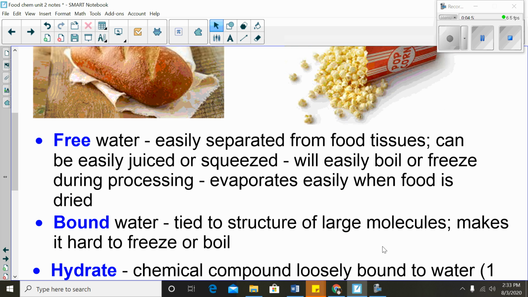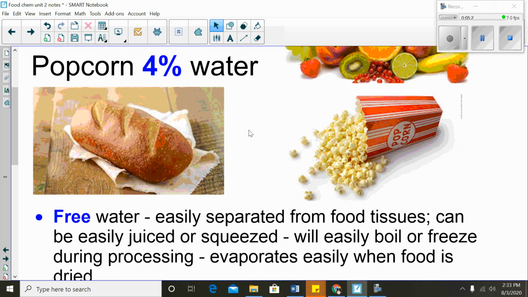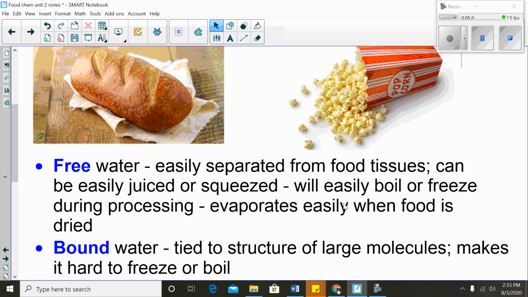Okay. So in foods, you have free water versus bound water. Now, free water is easily separated from food tissues. It can be easily juiced or squeezed. It will easily boil or freeze during processing and evaporates easily when food is dried. Now, bound water is tied to the structure of large molecules, and this makes it hard to freeze or boil. And it should make sense if you think of just the products I mentioned. So there'd be a lot more free water in the fruit compared to the bread. So bread and popcorn would have more bound water.